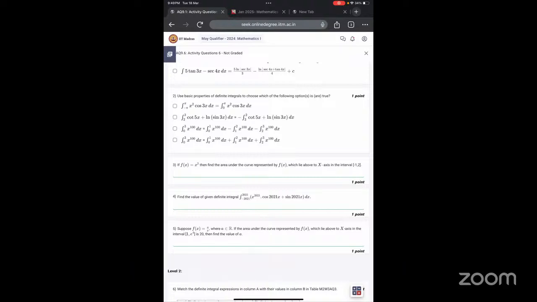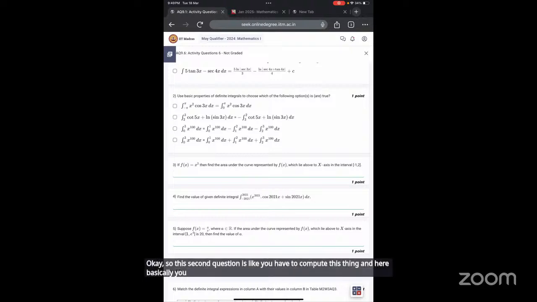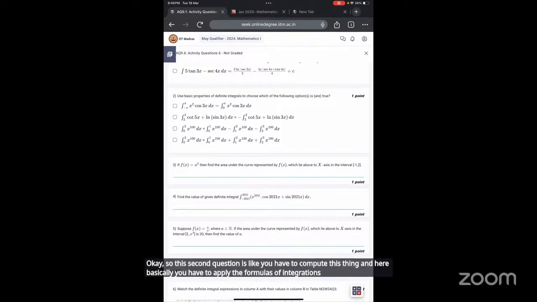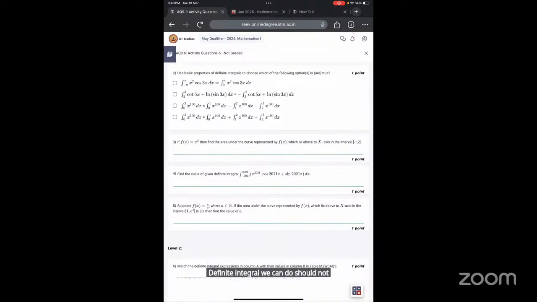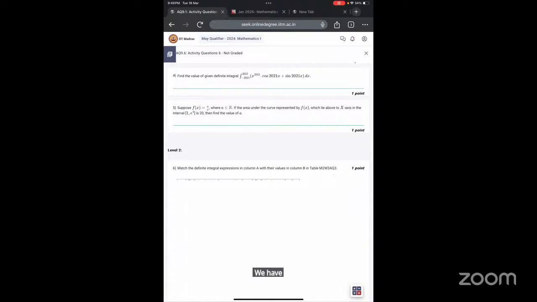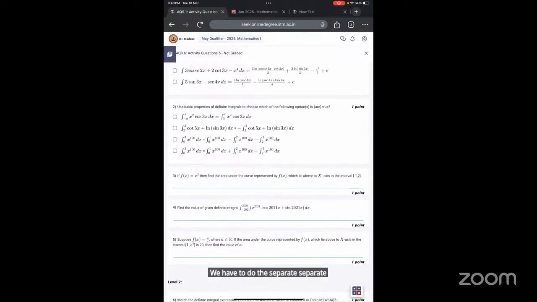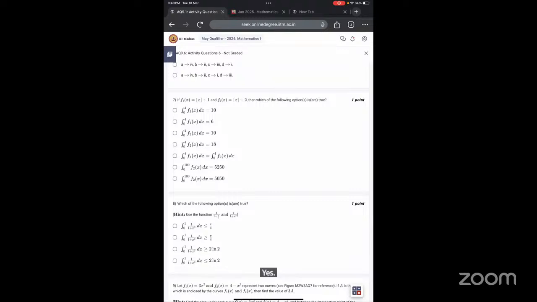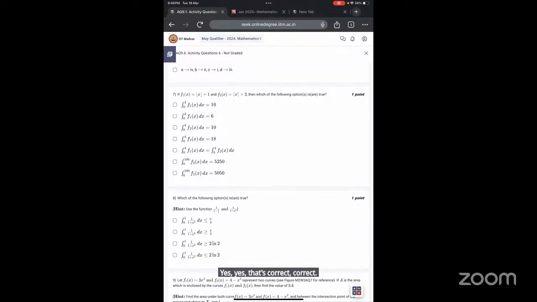Okay, so this second question is like you have to compute this thing, and here basically you have to apply the formulas of integrations. Definite integral, we can do. Should not be an issue, I think. We then have to do the separate integration and subtract the lower one from the upper one. Yes, correct. Okay, so what about the seventh one?